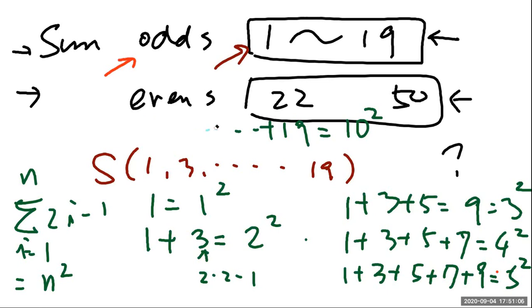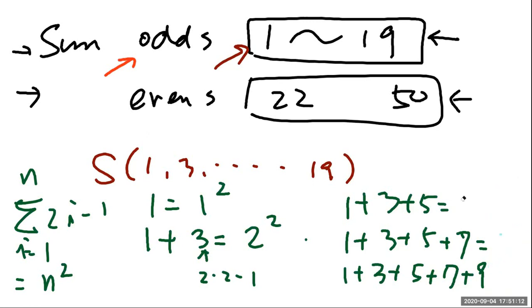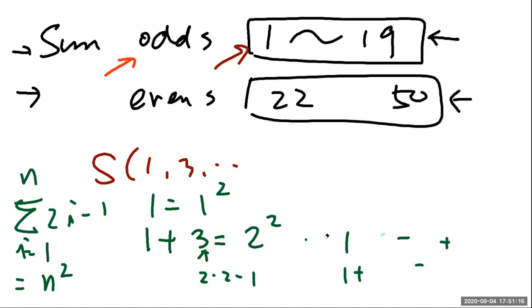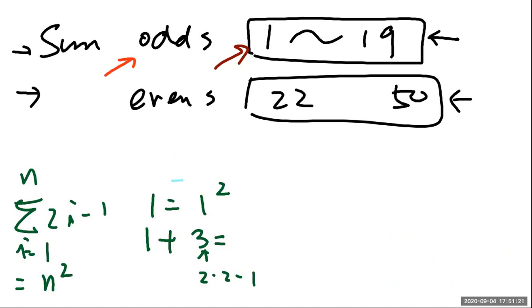So now next one, you calculate the even numbers, 22 to 50. So what are these? How can you solve this one? 22 to 50. How can you solve this one?